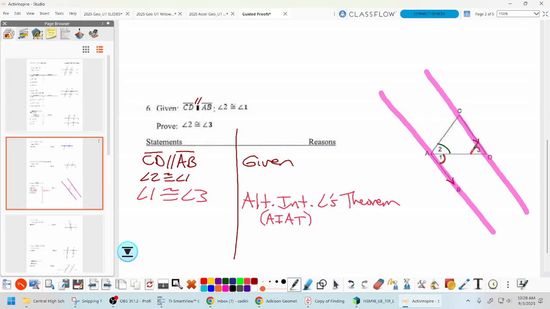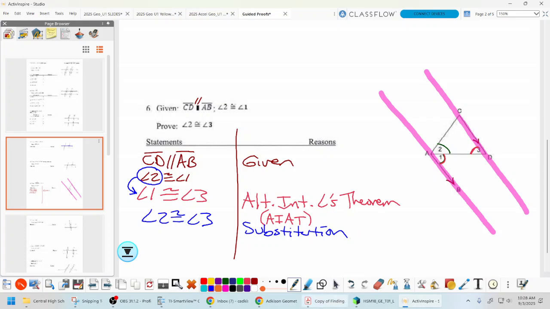Okay? Well, here's what I see. 2 is 1, 1 is 3. So I can just take that and substitute it right there. And we've proven what we were asked to prove. So 3 steps. Does that help? Any others? Do you guys find it helpful to extend those parallel lines like that?